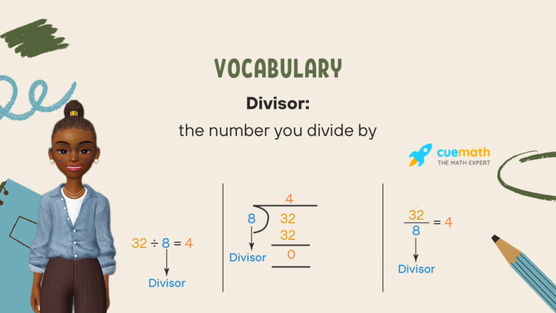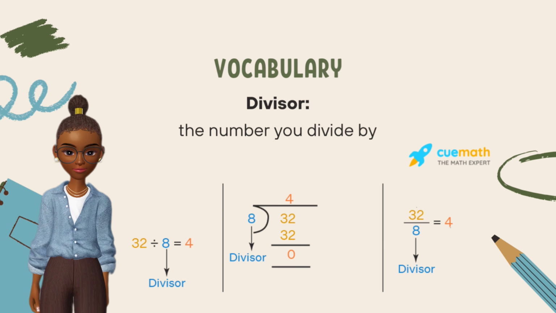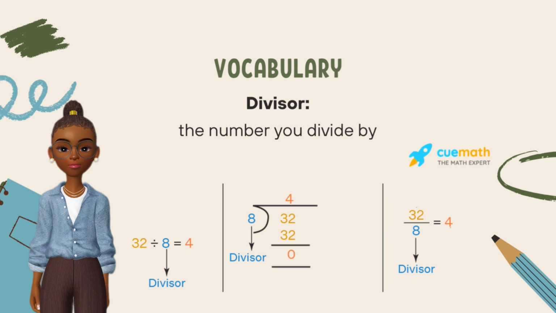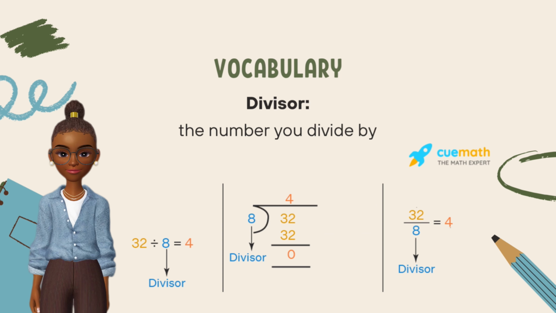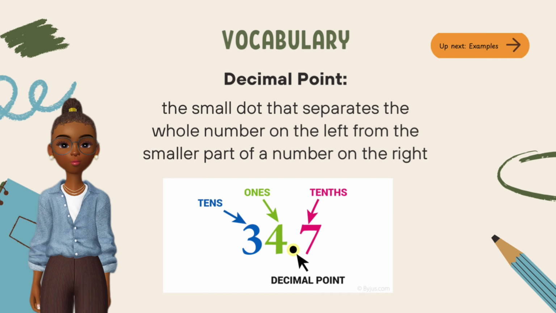Dividend. Divisor. The number we divide by. It's the second number, the one on the outside of the division bar. If it were a fraction, that would be your denominator. Divisor. Quotient. The answer to a division problem. It's the number behind the equal sign or the number on top of the division bar. Quotient. And of course, our old friend, the decimal point, that little dot separating whole numbers from part of a number.